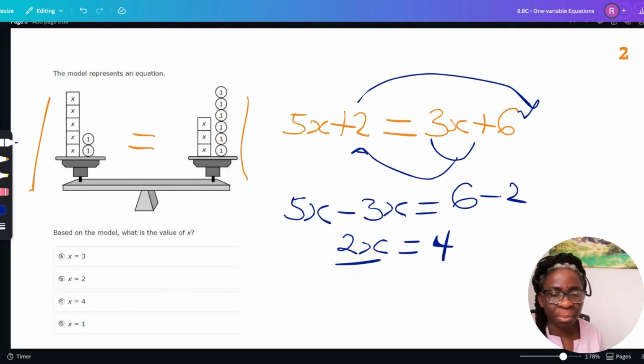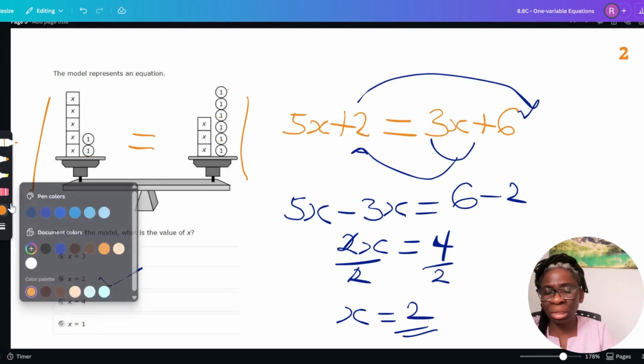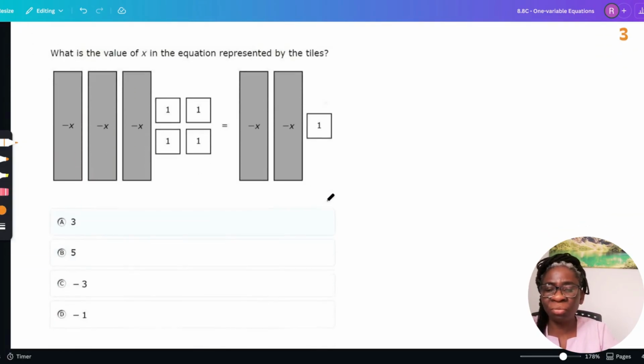Then we can divide both by 2, so that this will be x. 4 divided by 2 gives 2. So that means x is equal to 2, and that is option B. So that is option B, and that is how to solve one variable linear equations. So now let's move to the next one.